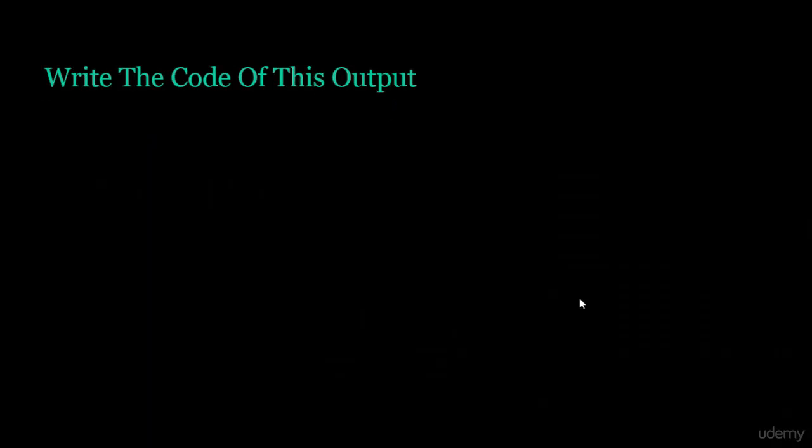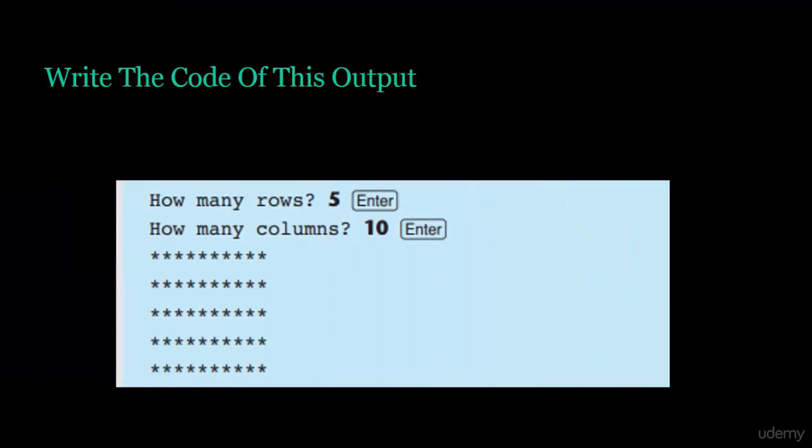Okay, we want to write a code that will print this. Let's get a pen. First, the code will ask us for how many rows, we will give it a number. Then the code will ask us how many columns, then we will give a number, and the code will draw this shape here.